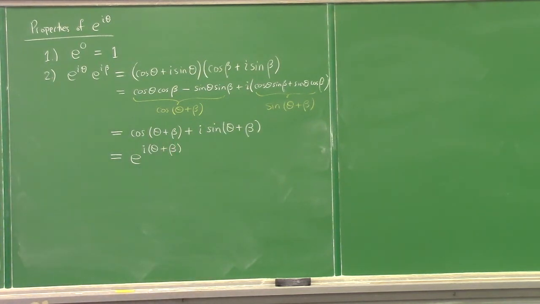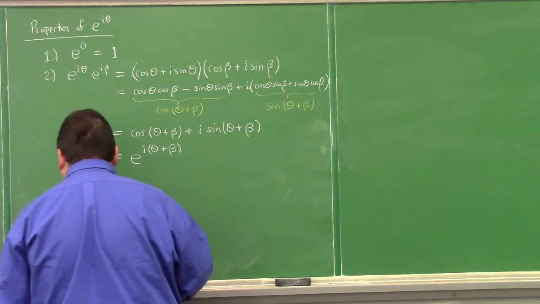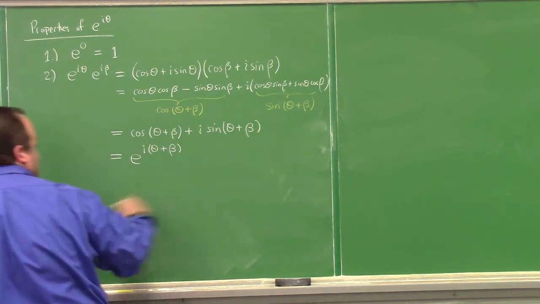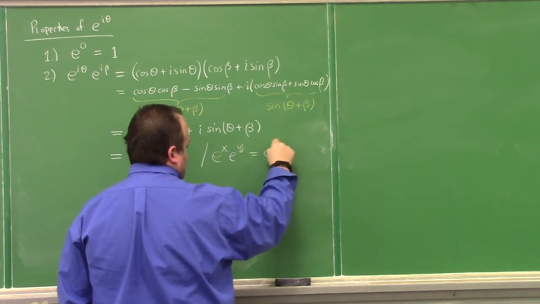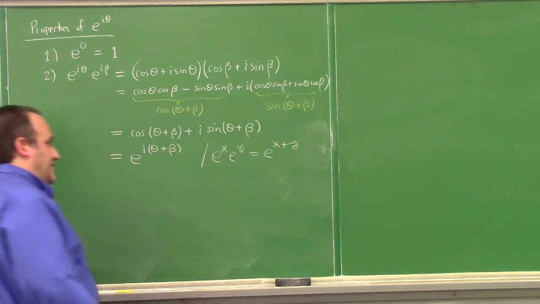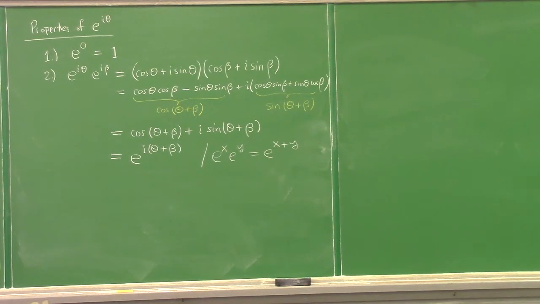That's not how typical multiplication works. Oh, no, that is how real exponentials work. If we have e to the x times e to the y, we do get e to the x plus y. That's the usual law of exponents for real exponentials, and it generalizes to imaginary exponentials.